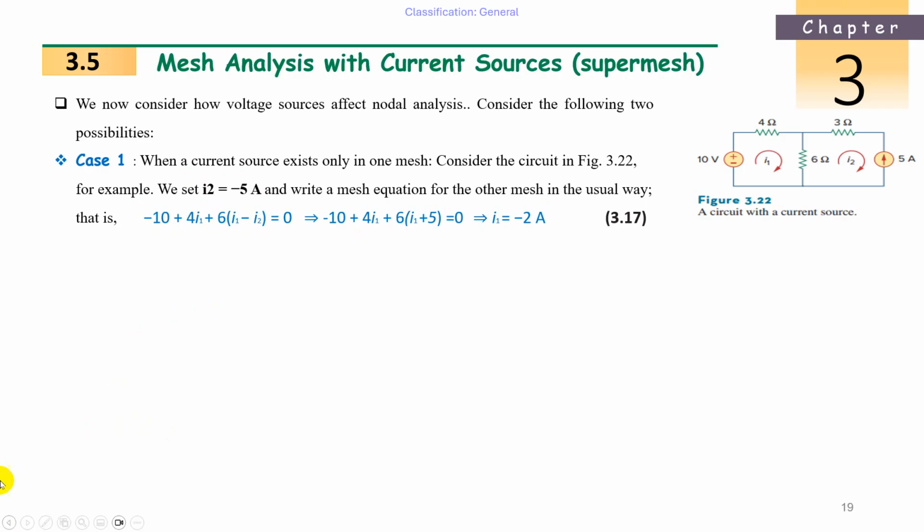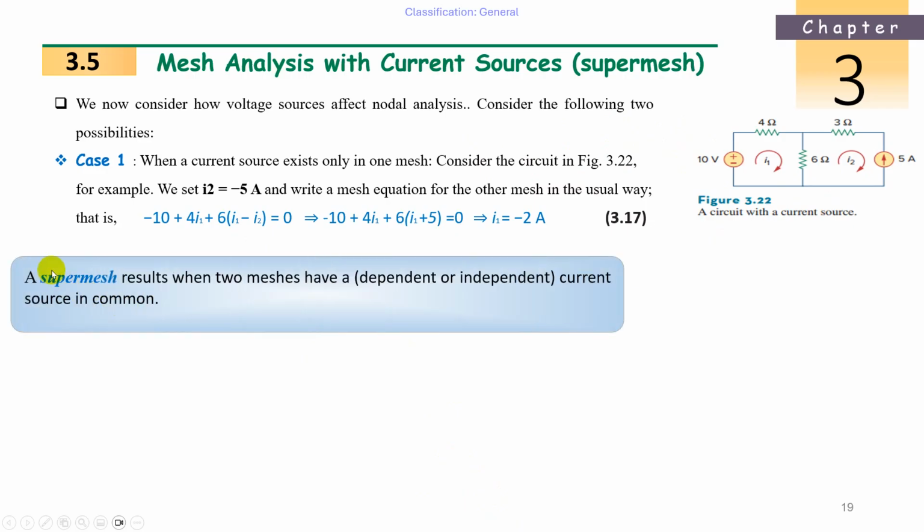So like this we can find it easily if the current source is in only one independent loop, not between loops. If it is not between loops, only independent is there. Directly we can assign that loop current as the source current and apply the normal Kirchhoff's voltage law loop equations to the other loops. Then we can substitute.